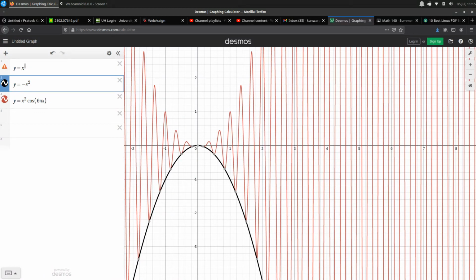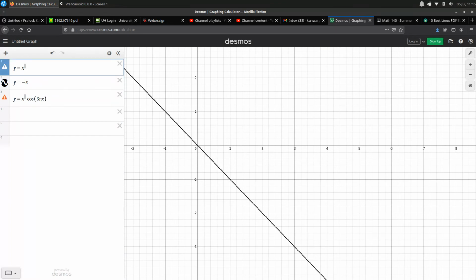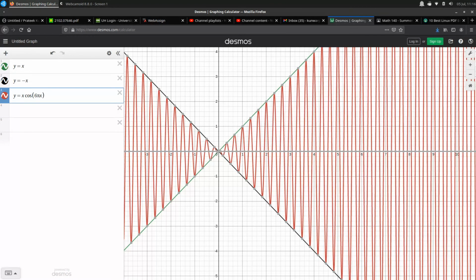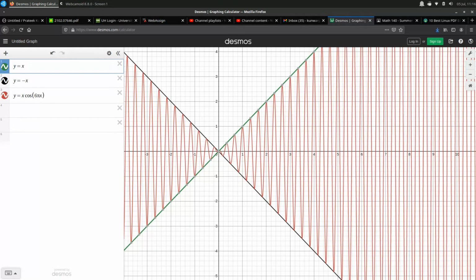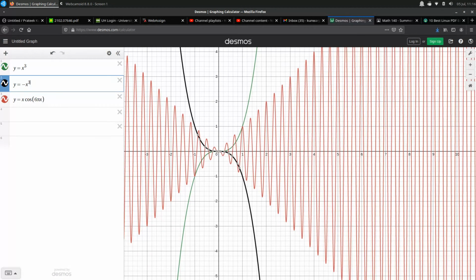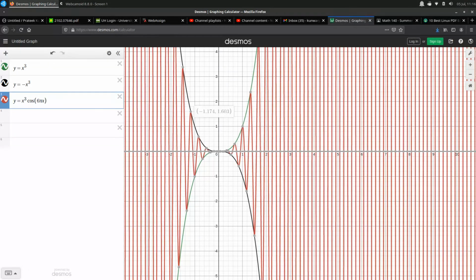What if you change this to x? And then you make that x. Again, the x forms a boundary for the sine function. What if I change this to x cubed, and I change this to x cubed, and I change this to x cubed. Once again, it forms a boundary. Oh, that's very interesting.